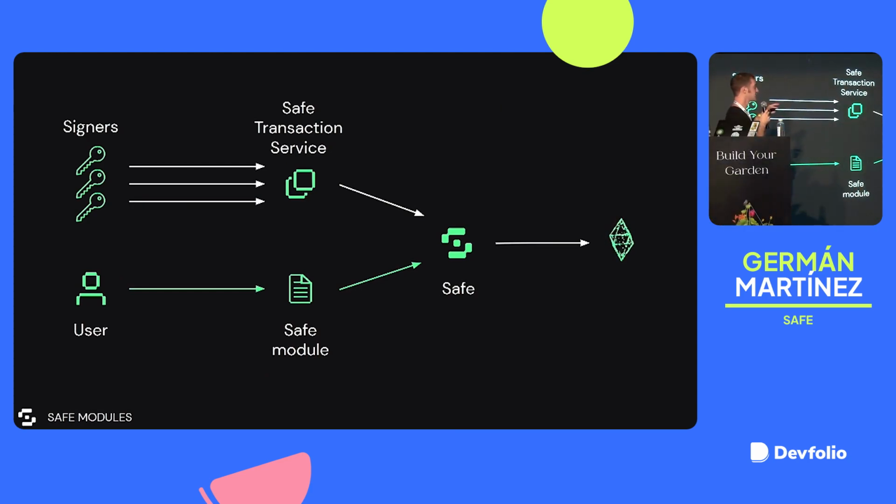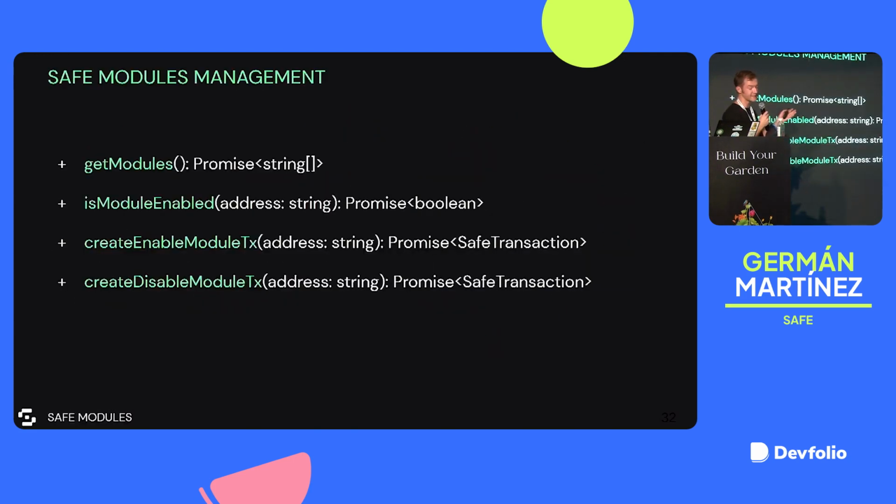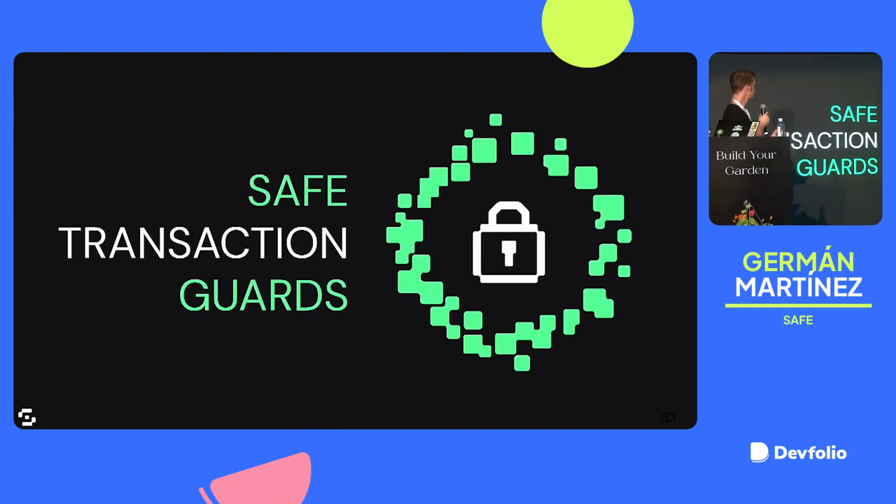That means that at the beginning, the signers need to create a transaction to enable that module. It's not that anybody can just deploy their own module and connect it to your Safe. So that's the basic thing. With the SDK, you can enable a module, disable a module, check if a module is enabled or not, and get the list. So that's for modules.